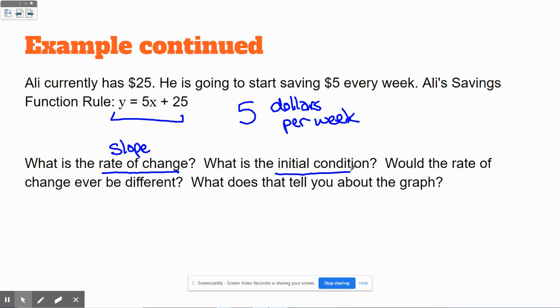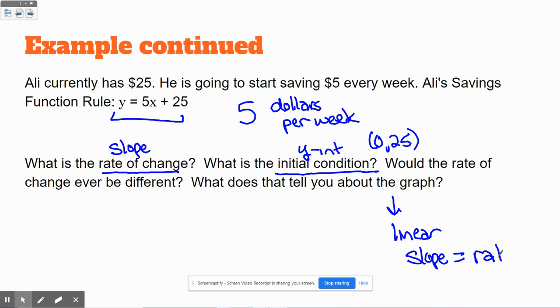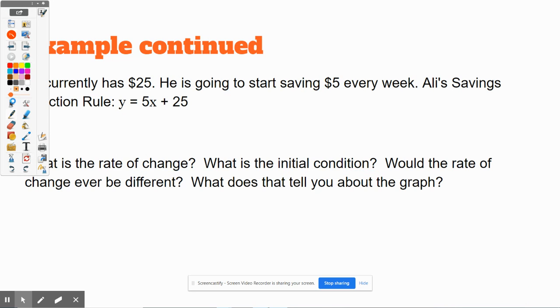The initial condition will always be your y-intercept for linear relationships. And the initial condition is $25 or 0, 25. This rate of change will never be different. It is a constant rate of change. So that tells you that it will be linear and that the slope will be the rate of change because it doesn't change from one value to the other. Because it's a constant rate of change of $5, it will be a linear relationship.